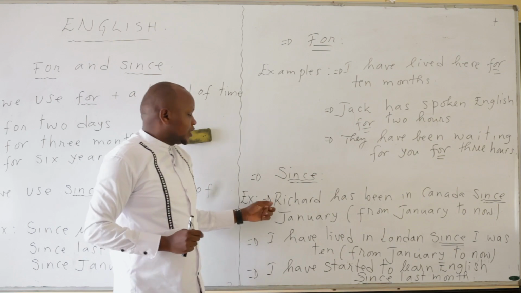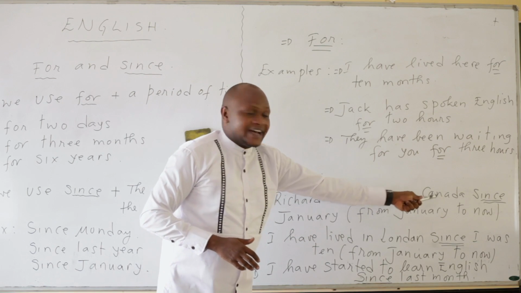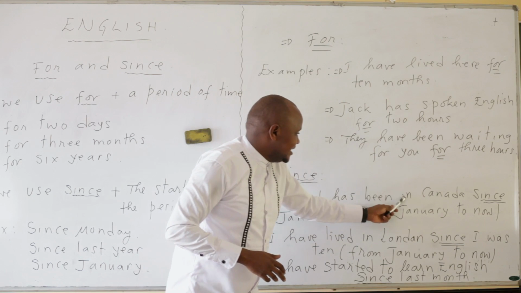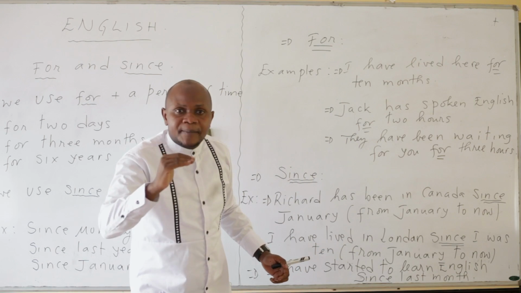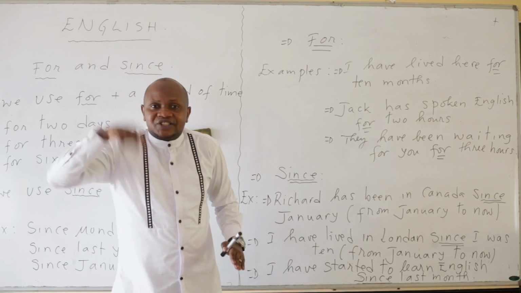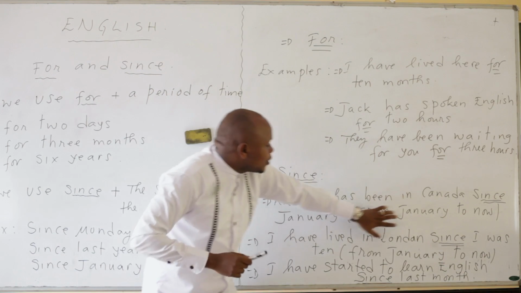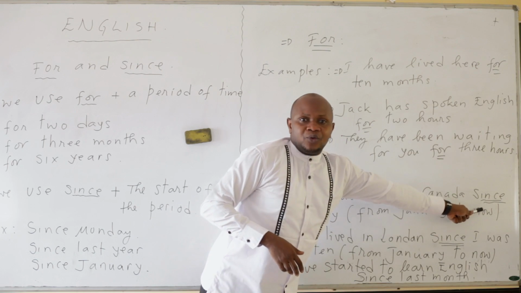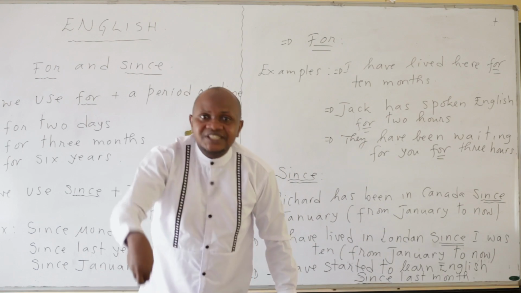For example, Richard has been in Canada since January, which means that guhera mu kwa mbere Richard ari muri Canada. N'ubu ngubu aracyariyo. From January, this means that from January to now, Richard is still there in Canada.